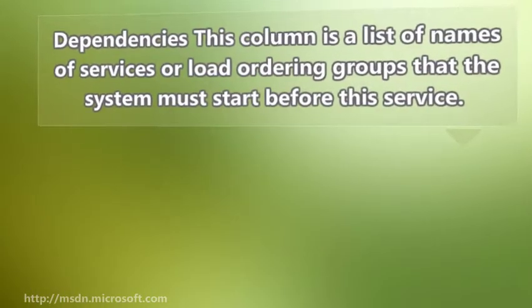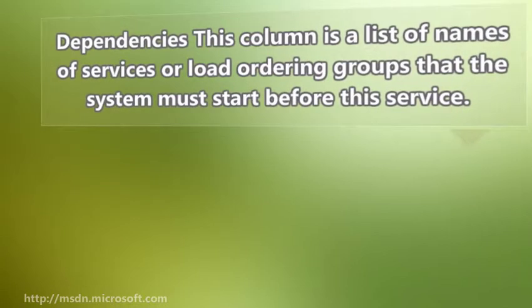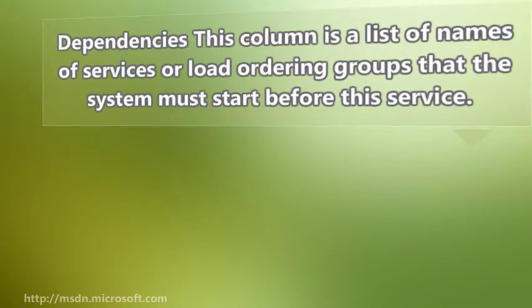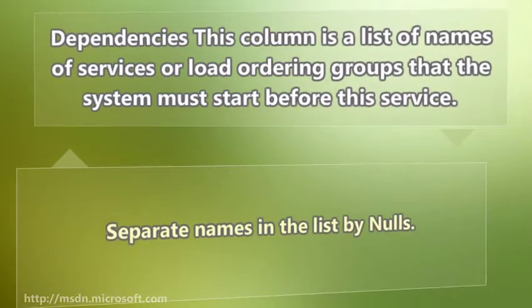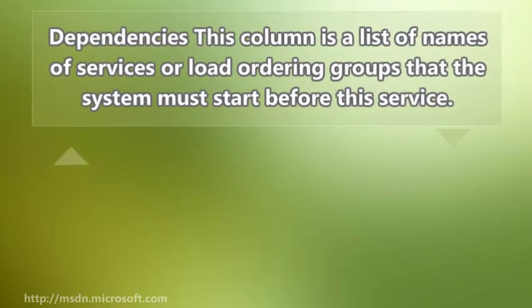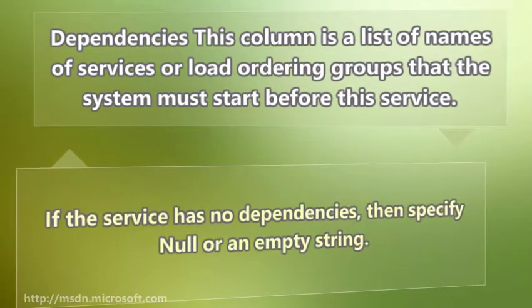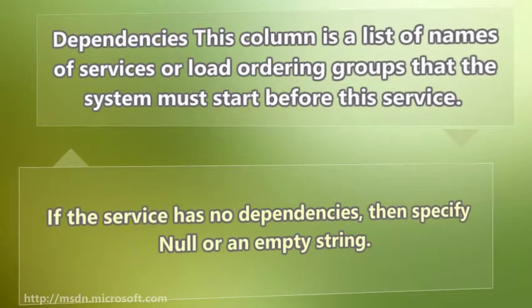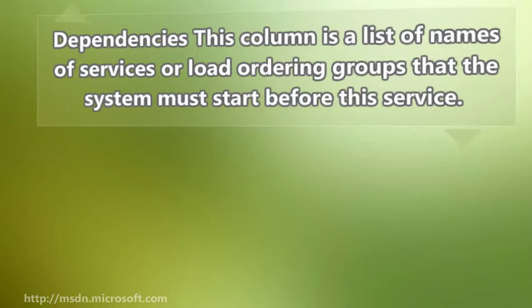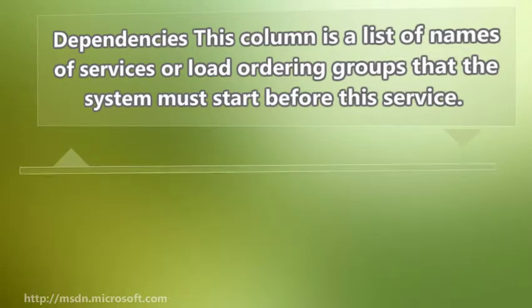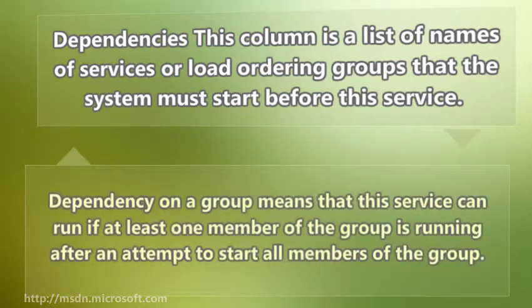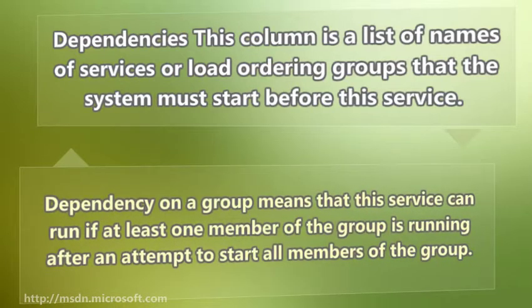Dependencies. This column is a list of names of services or load ordering groups that the system must start before this service. Separate names in the list by nulls. If the service has no dependencies, then specify null or an empty string. Use the [~] syntax to insert a null. Dependency on the group means that this service can run if at least one member of the group is running after an attempt to start all members of the group.